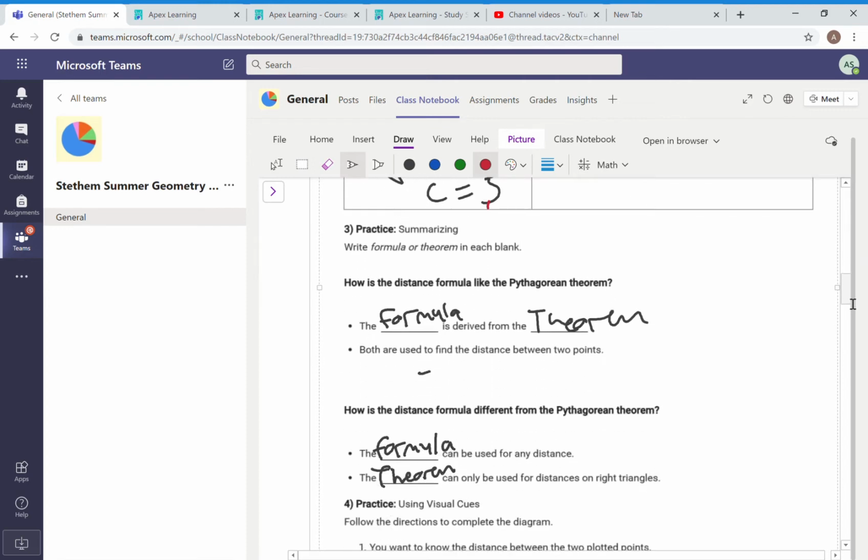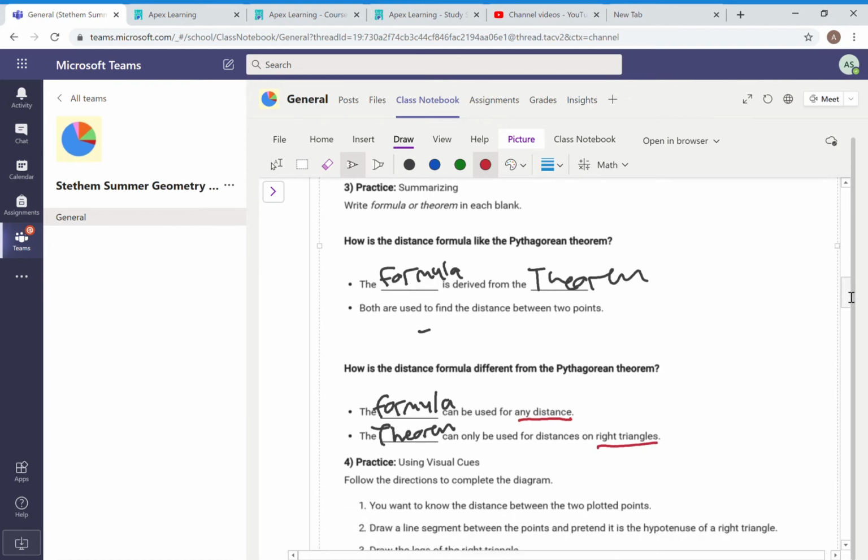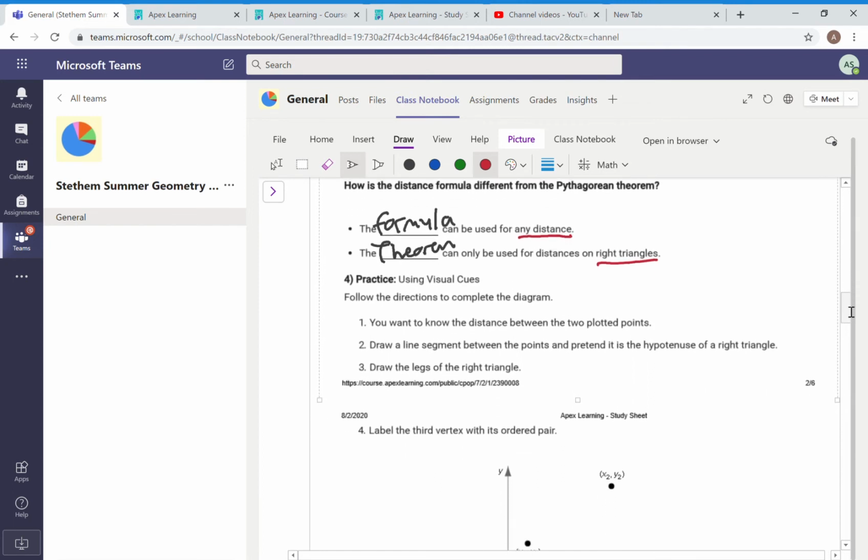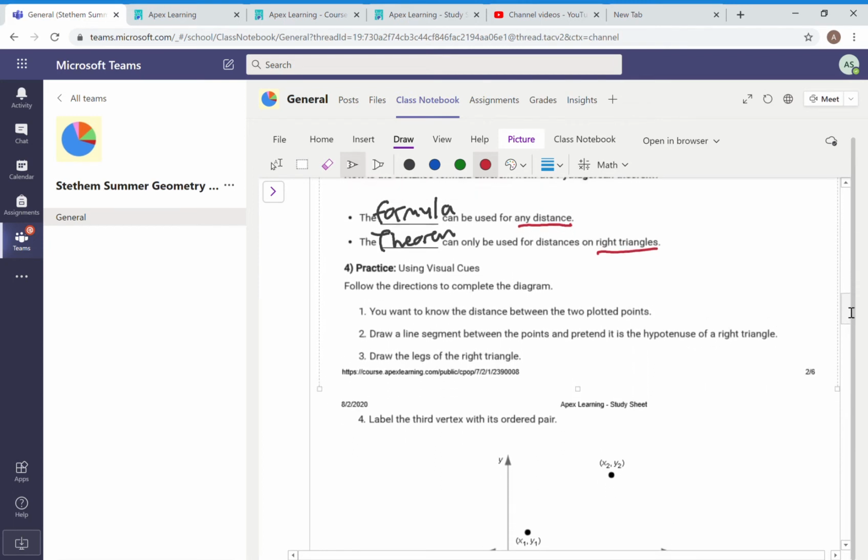This might be definitional on the quiz. The formula is derived from the theorem. So the formula basically follows the theorem. The distance formula can be used for any distance, whereas the Pythagorean theorem is specifically for right triangles. But they are still similar, so in a sense it doesn't really matter, but again, definitional on the quiz.